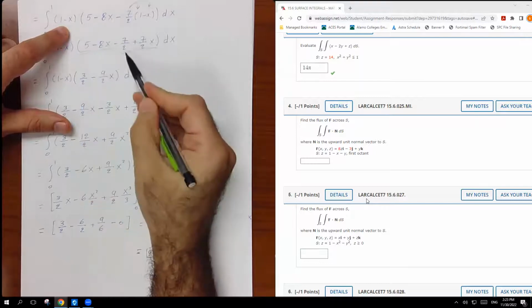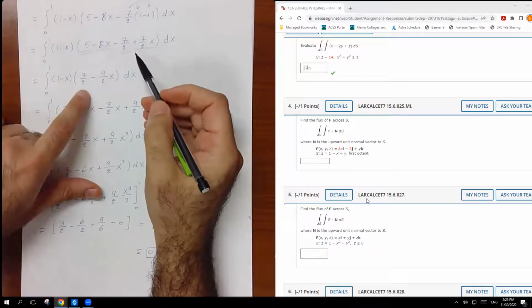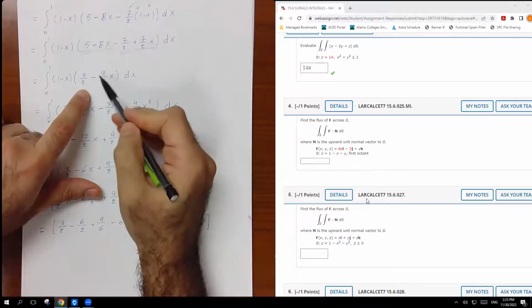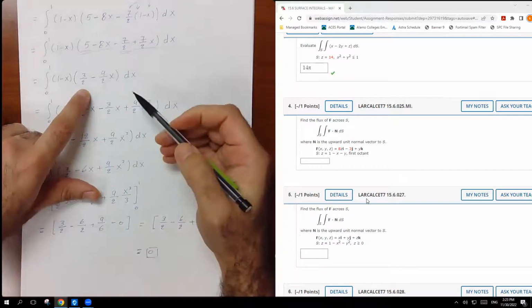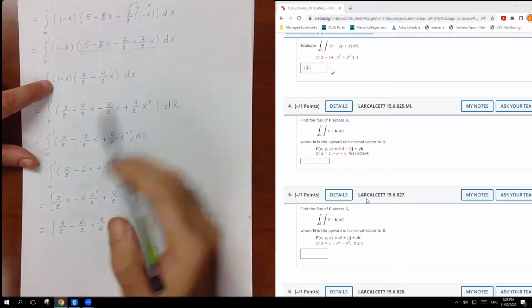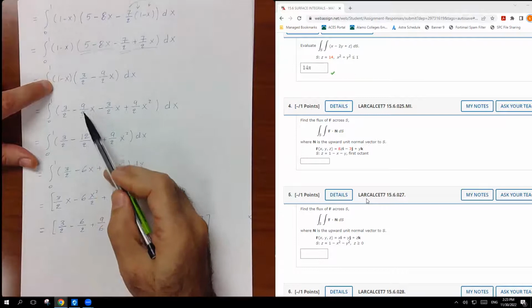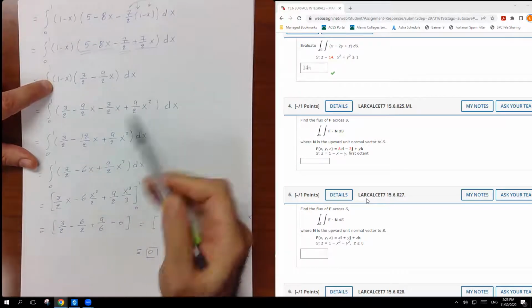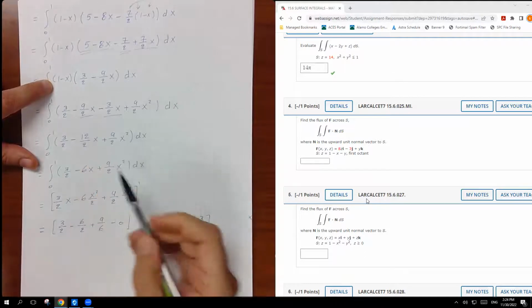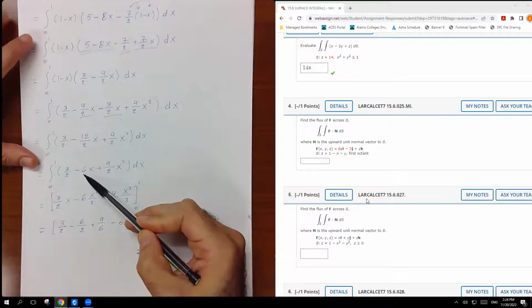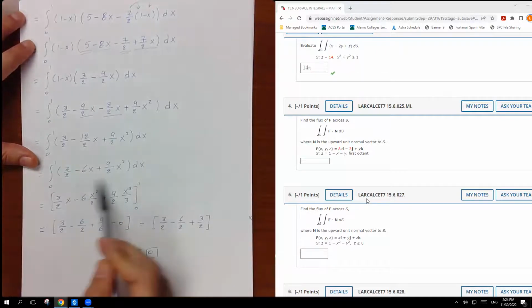5 minus 7 over 2 is going to be 3 over 2. And negative 8 plus 7 over 2 is going to be negative 9 over 2. Now, in this case, we're going to distribute these two parentheses. So it's going to be 3 over 2 minus 9 over 2x minus 3 over 2x plus 9 over 2x squared. Combine the like terms. So it's going to be 12 over 2, which is equal to negative 6x. In this case, we can't do anything.